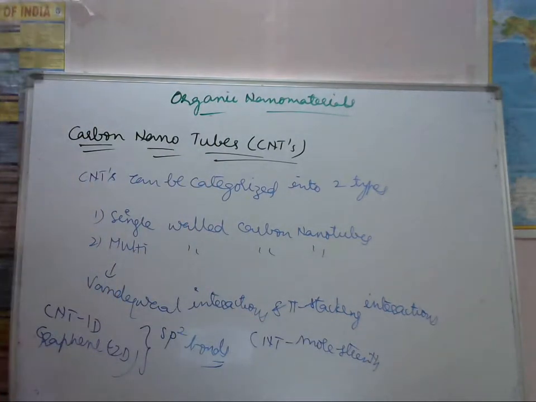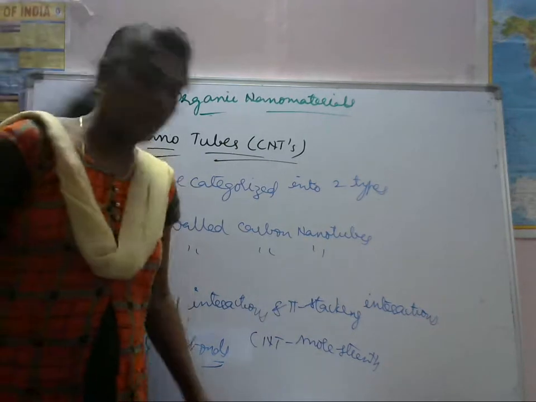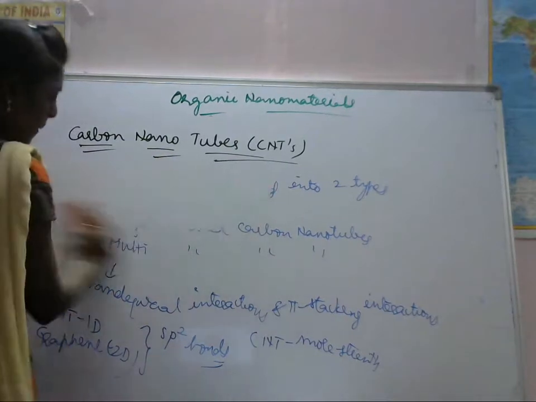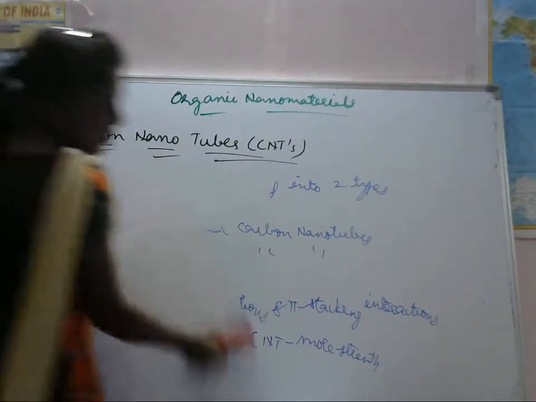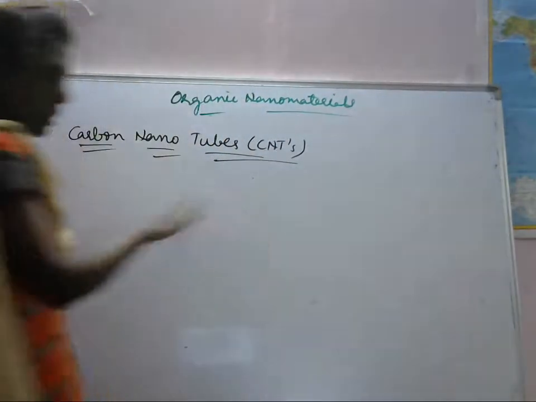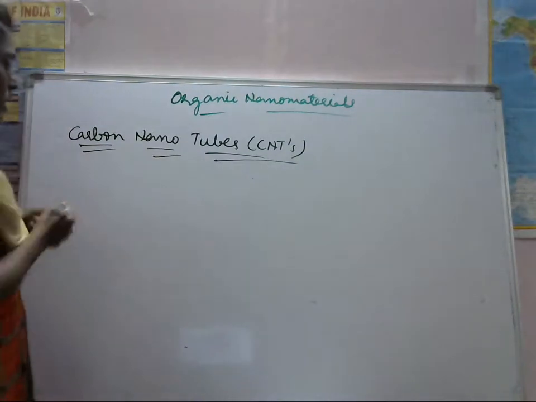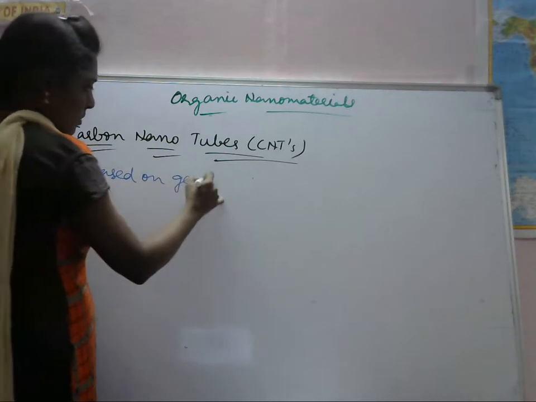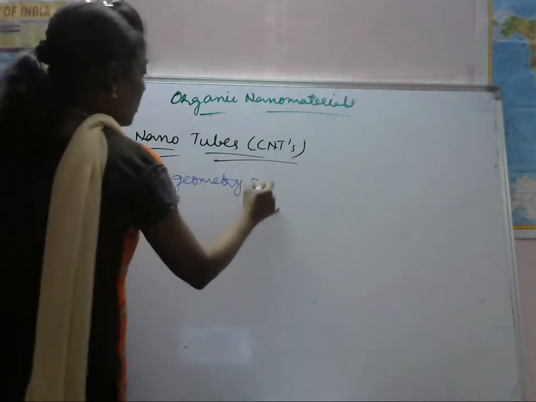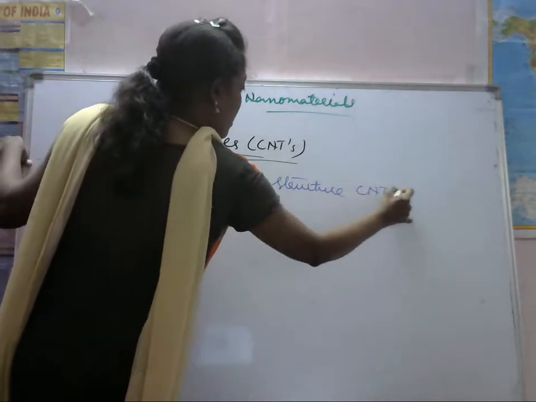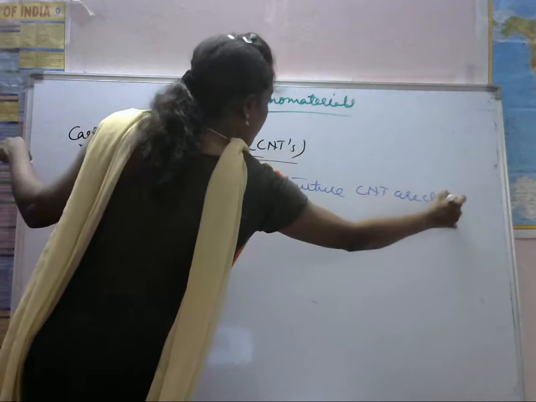Based on the geometry and structure, CNTs are classified into 3 types. Let's see what the 3 types are. Actually there are 2 types of small nanotubes, but based on geometry and structure, CNTs are classified into 3 types.